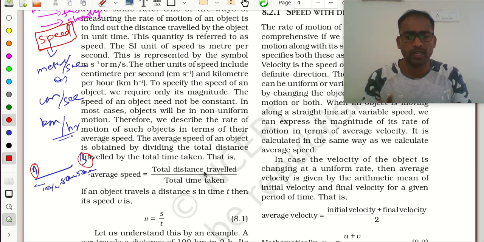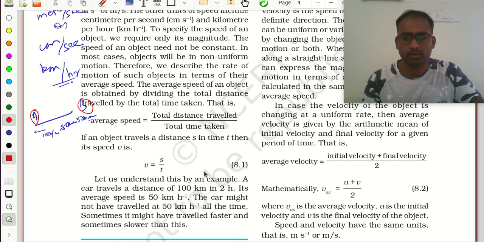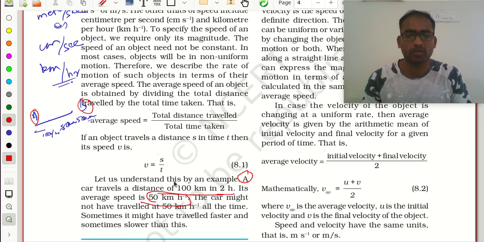Now we will take one example. A car travels a distance of 100 km in 2 hours and its average speed is 50 km per hour. So what do you understand from this? I need to cover this 100 km in 2 hours, but its average speed is 50 km per hour.